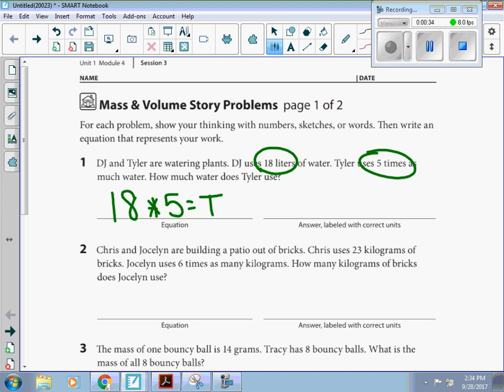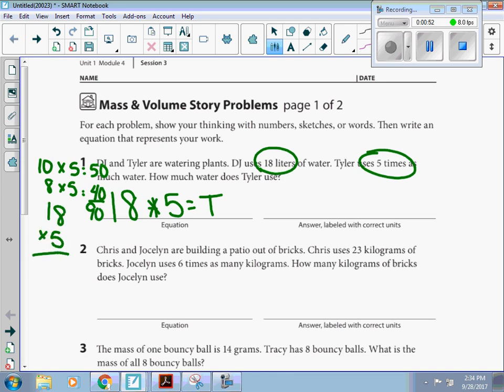How you solve the problem is up to you. You could break 18 up into 10 times 5 and 8 times 5, and then put the pieces together. That's 50 and 40, so we would get 90. If you know your standard multiplication, you can do that.